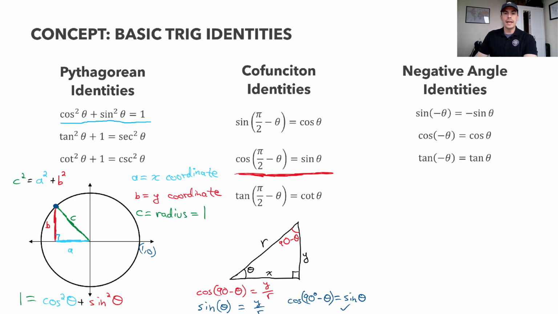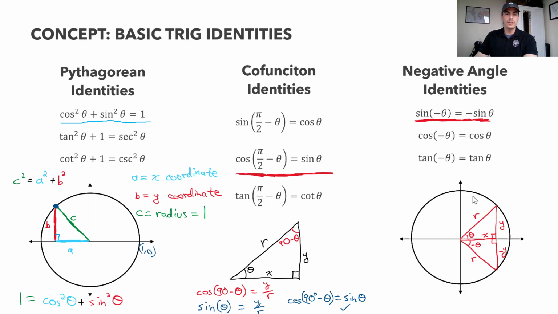Okay, so now let's look at our negative angle identities. We're going to look at this: sine of negative theta is equal to negative sine theta. We're going to do this with another circle here. This isn't necessarily a unit circle, just a random circle. And I've got an angle theta that I go counterclockwise to get, starting from my standard starting position of the positive x-axis. And then I'm going to go clockwise to get negative theta.